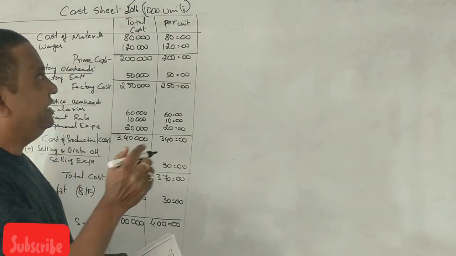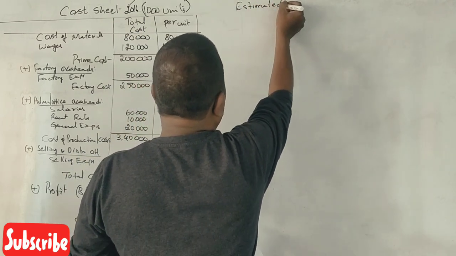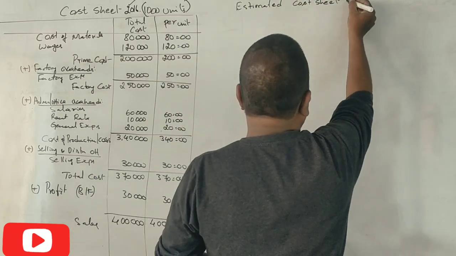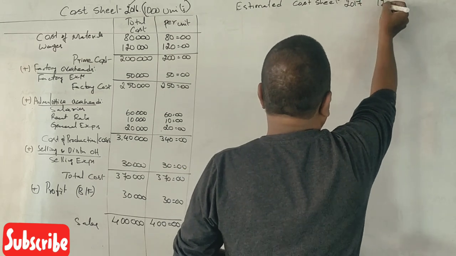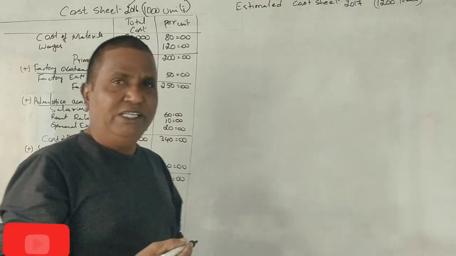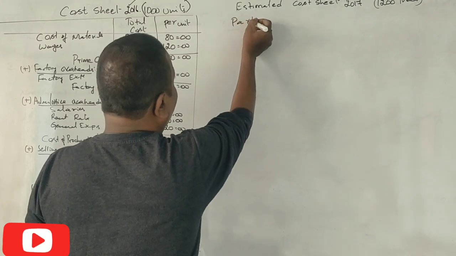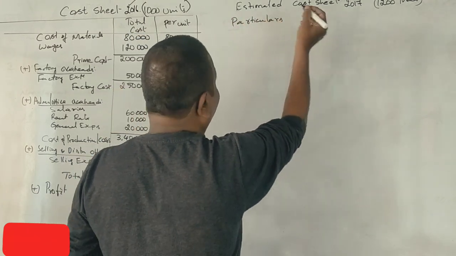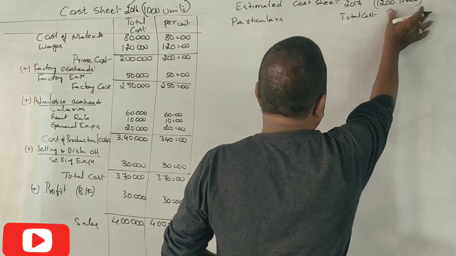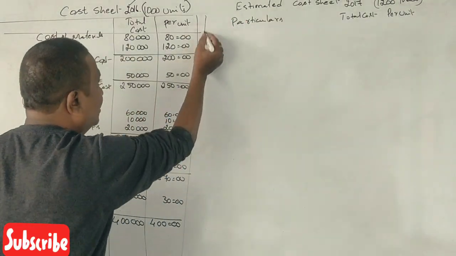This is for 2016. But we have an estimated cost sheet. Sir, what is this estimated cost sheet? We are preparing for 2017. We are manufacturing 1200 machines. How many machines? 1200 machines we are manufacturing. Now, we have particulars. You should take the calculators and be ready with the answers. Otherwise, it becomes difficult for me to complete on time. Got it, guys?